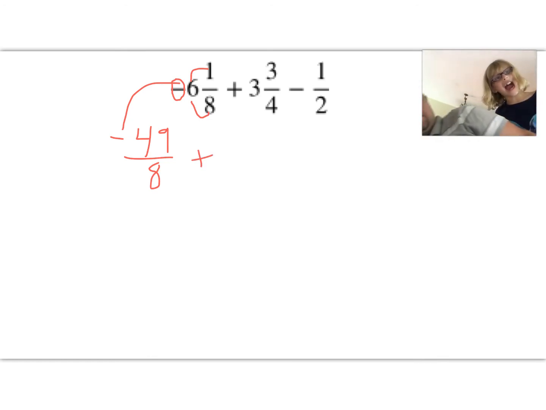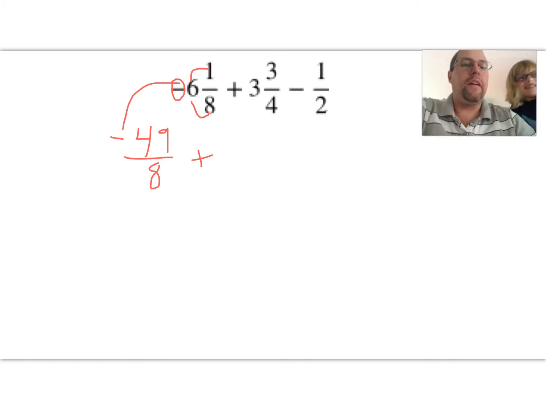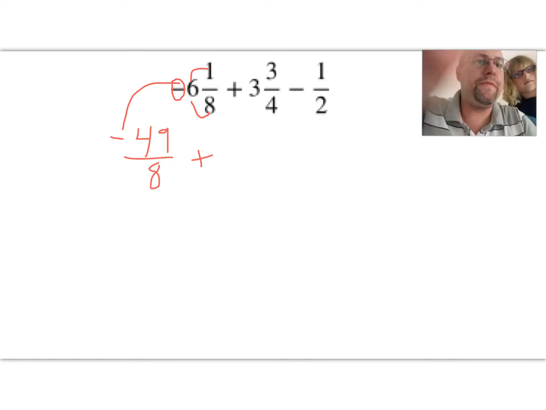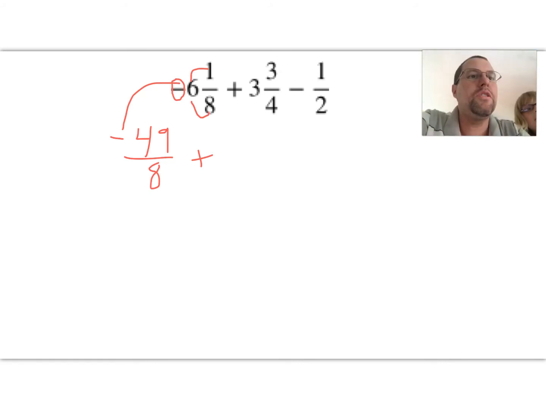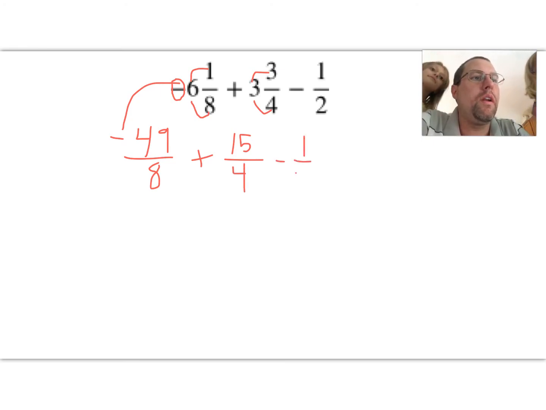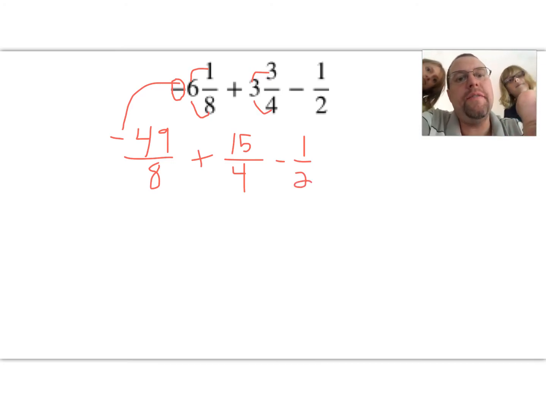Okay, now we do our loop here. So 3 times 4 is 12, with 3 more is 15 fourths. Minus, now this 1/2 stays as 1/2. Okay, so again, now we have to establish common denominator.